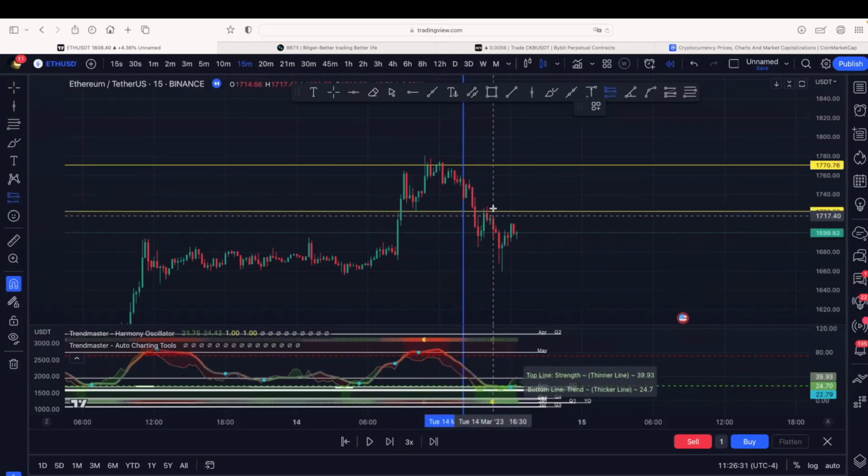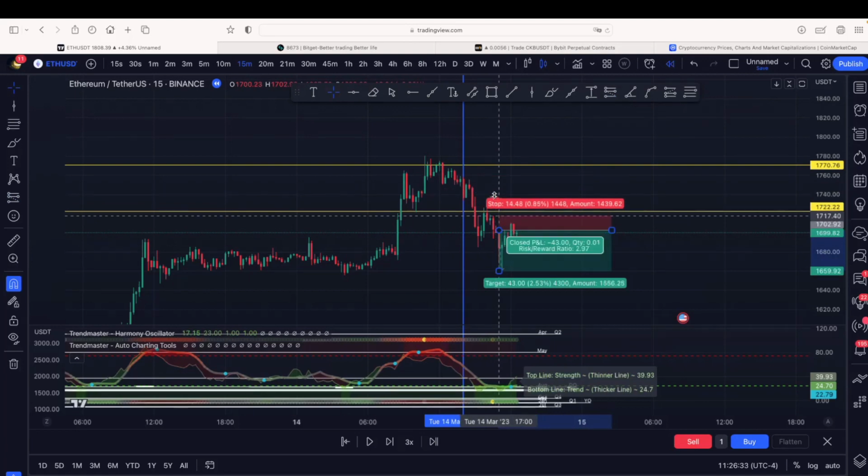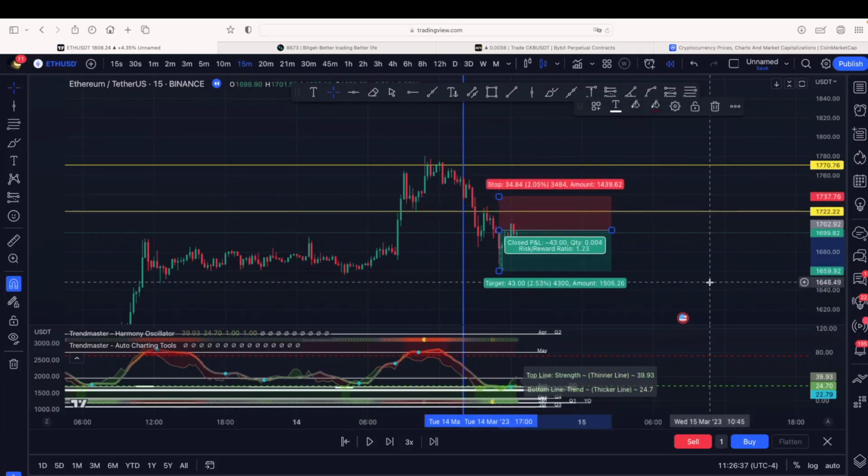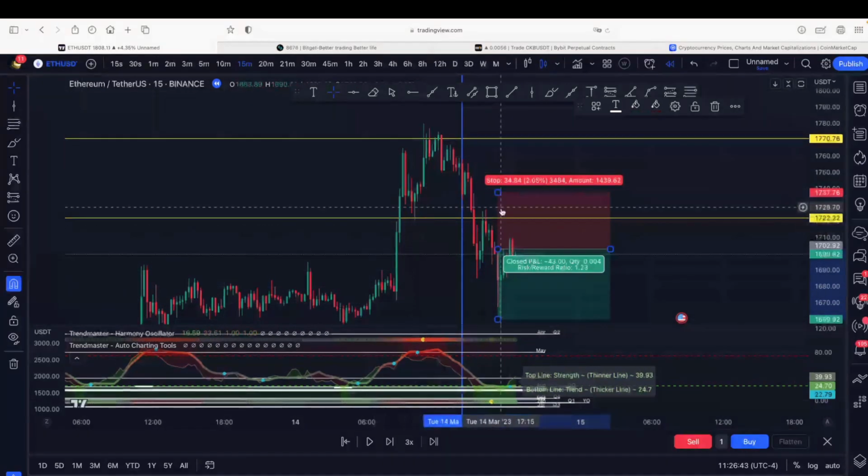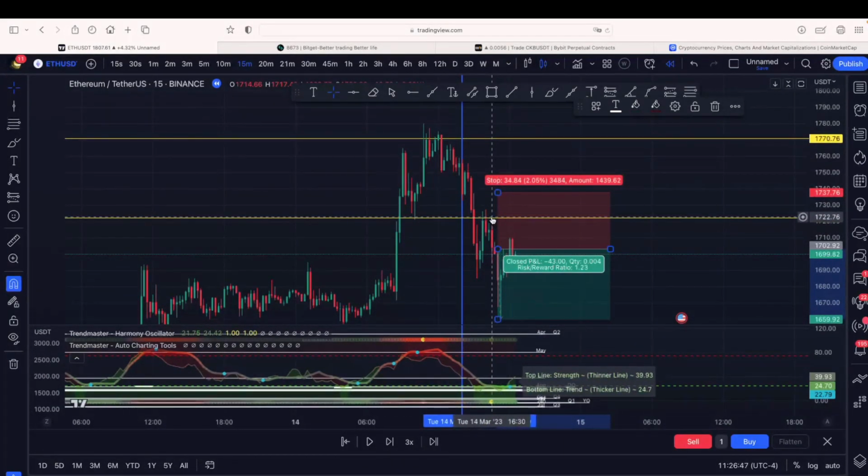Yeah, and that little entry you have there. Okay. So, what is it actually doing? It's swing failing. Yeah, it's swing failing. So which is the low of the swing, correct? Yes.